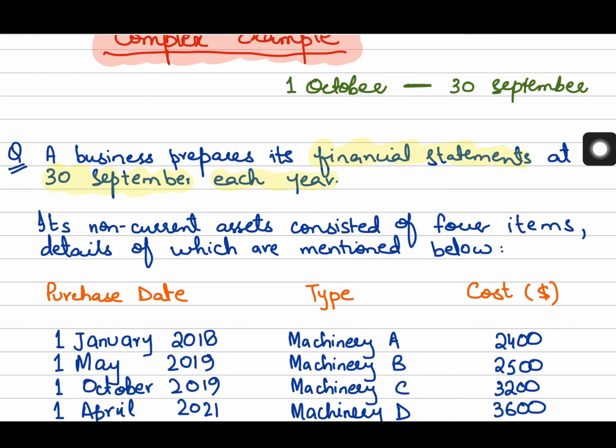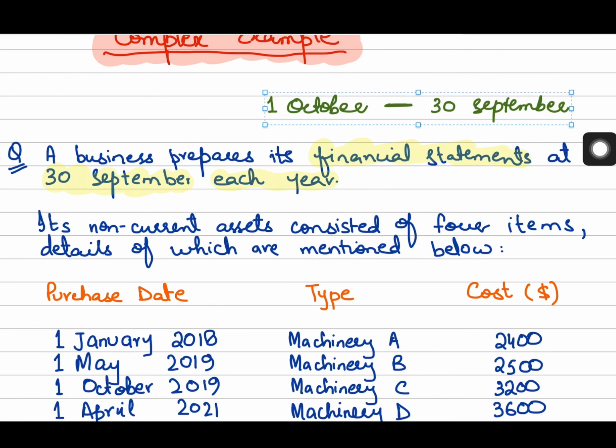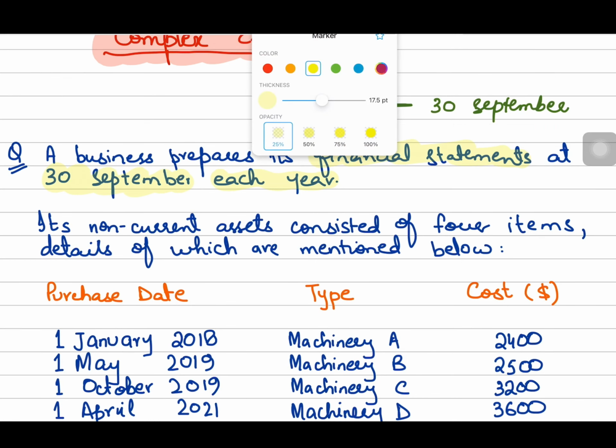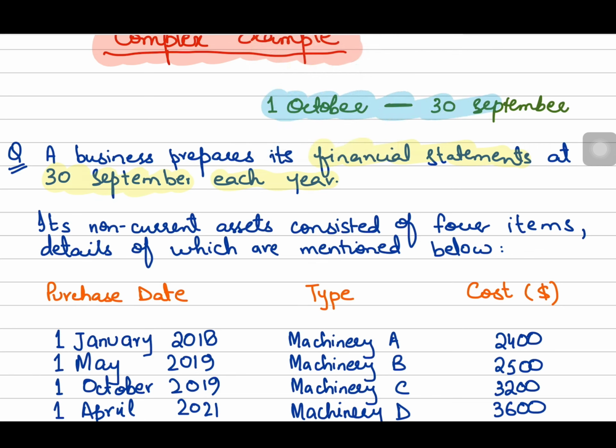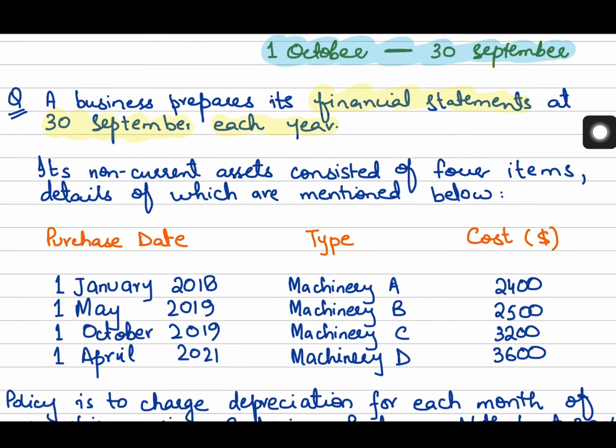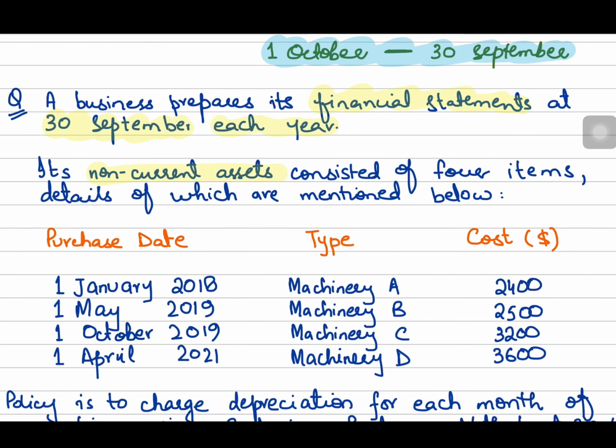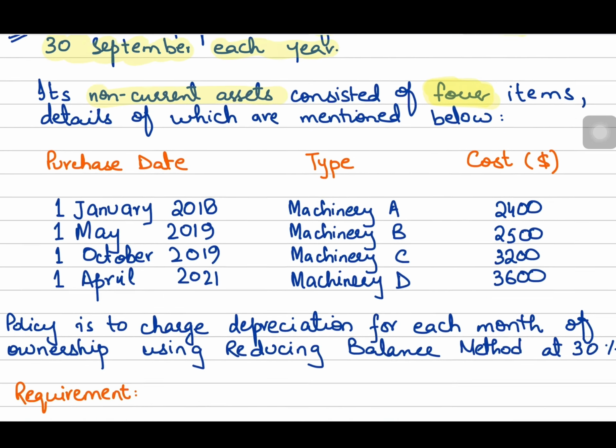So this is how you establish a timeline. For a 31st December year end, the timeline used to be from 1st January till 31st December. But now the timeline is from 1st October till 30th September. Okay, let's move forward. It also says that its non-current assets consisted of 4 items, details of which are mentioned below.